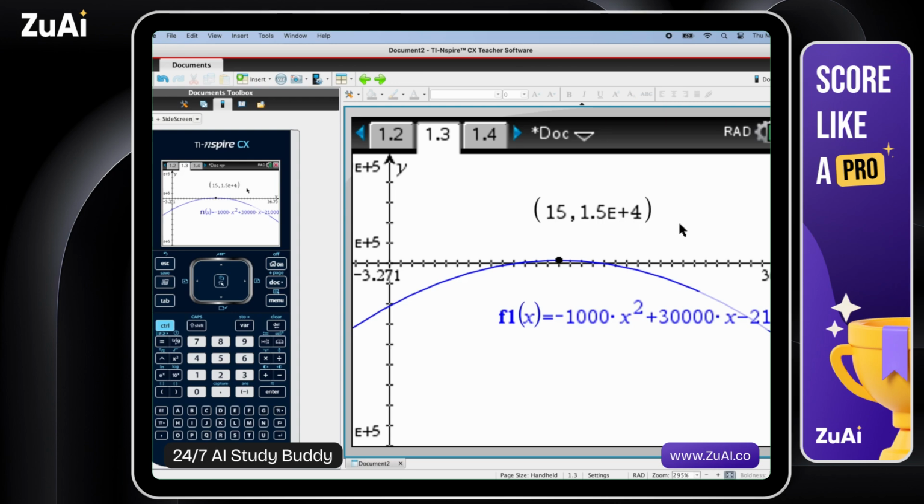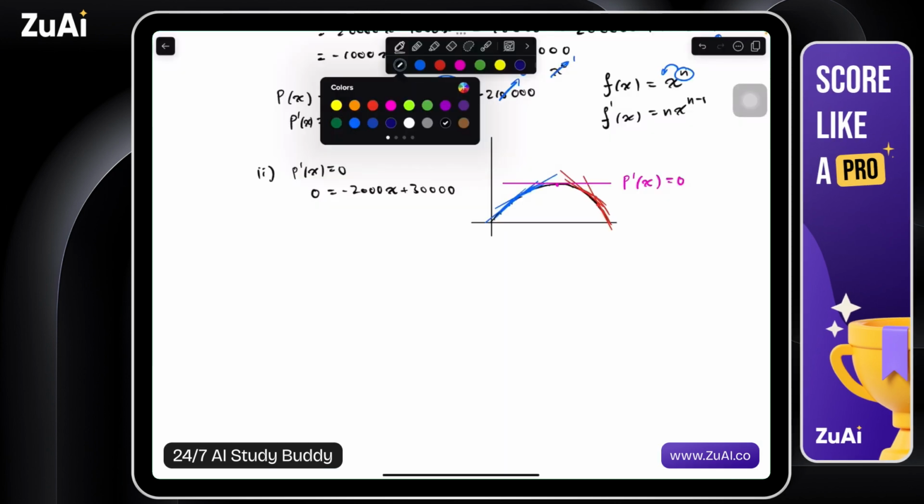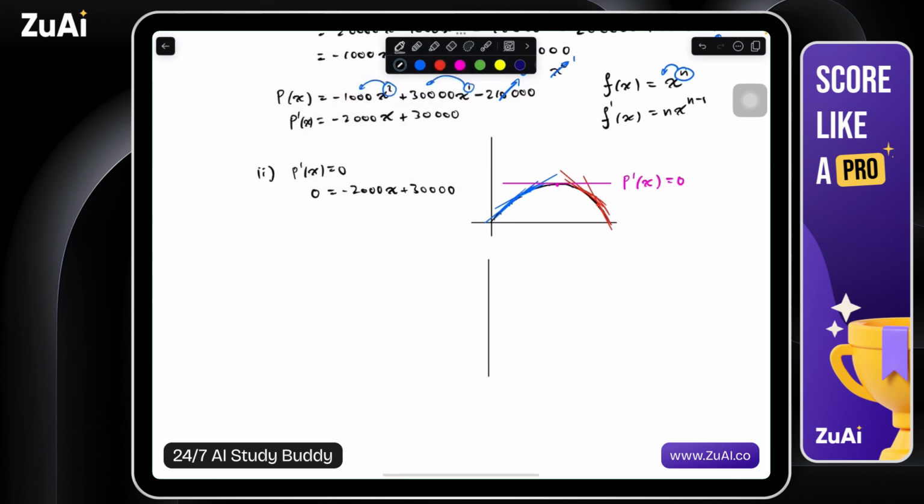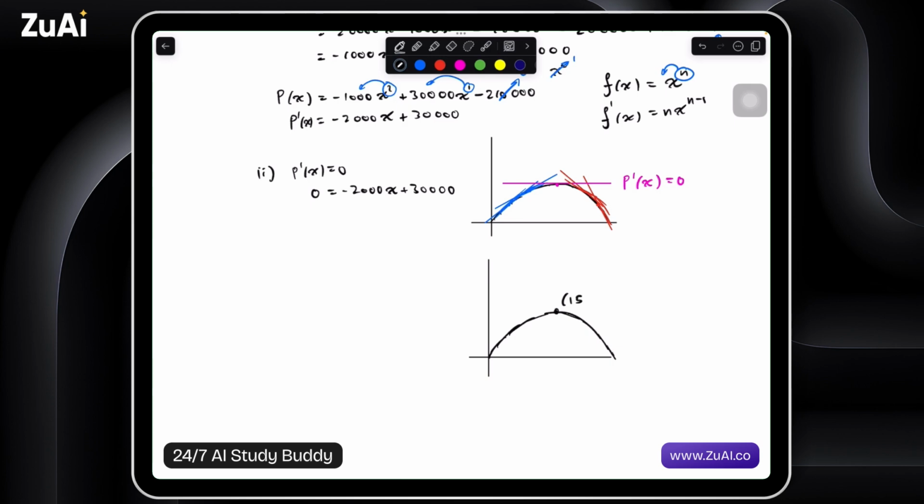So let's go back to the original document and find the maximum. I'm going to put the graph underneath again. This would count for process, as they would want to see a sketch. Here's our function, and here's our maximum point. Our calculator gave us 1.5 E plus 4, and that's not really acceptable for the IB.